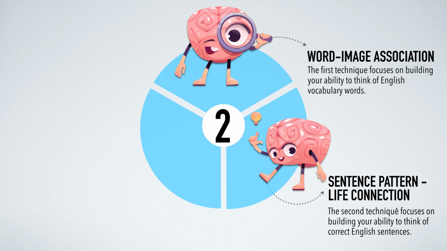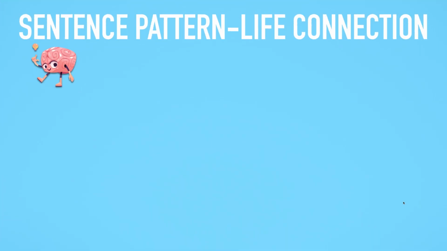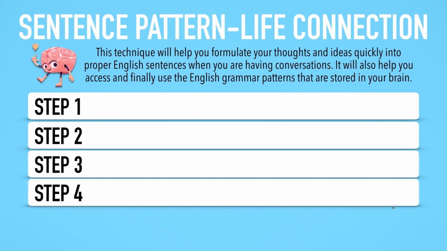This technique focuses on building your ability to think of correct English sentences. Now, with this technique, it'll help you formulate your thoughts and ideas quickly into proper English sentences when you are having conversations. It will also help you access and finally use the English grammar patterns that are stored in your brain. This is a technique that I have used for years. I developed this technique when I was in South Korea, working with my students, trying to help my intermediate and advanced English students actually improve and speak with more fluency.